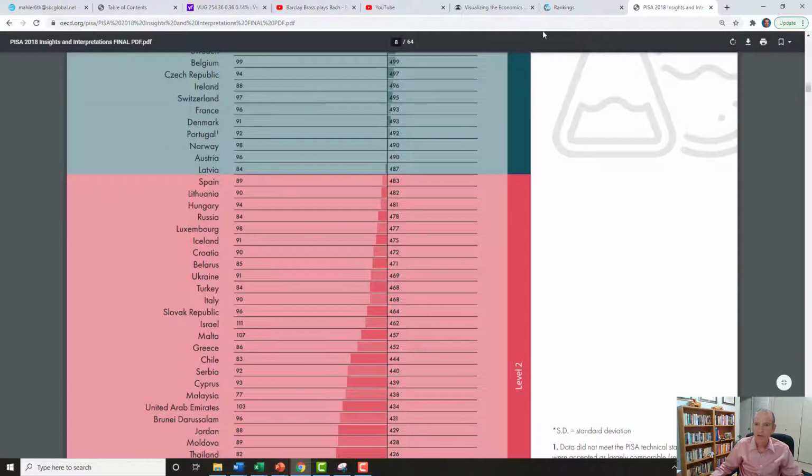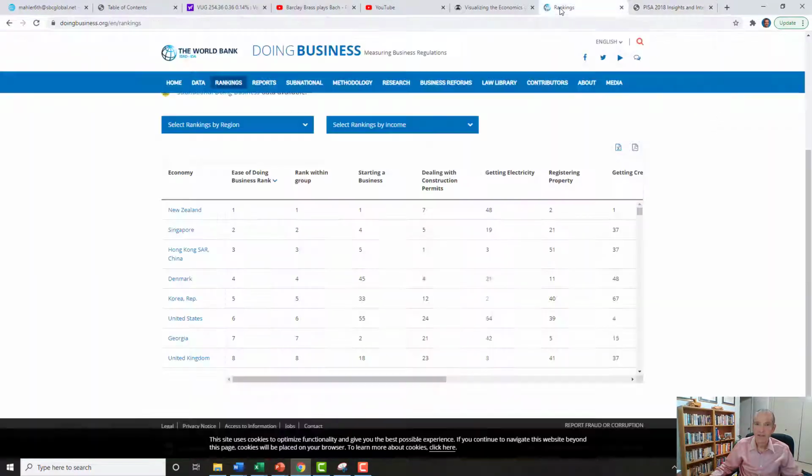The other thing we talked about was the ease of doing business related to productivity. And so the World Bank has a survey that they do where they give the ease of doing business. And here you see the U.S. ranks pretty well, number 6, not number 1, but number 6. New Zealand ranks very, very high. Singapore, as we mentioned, high. Hong Kong, very, very high.